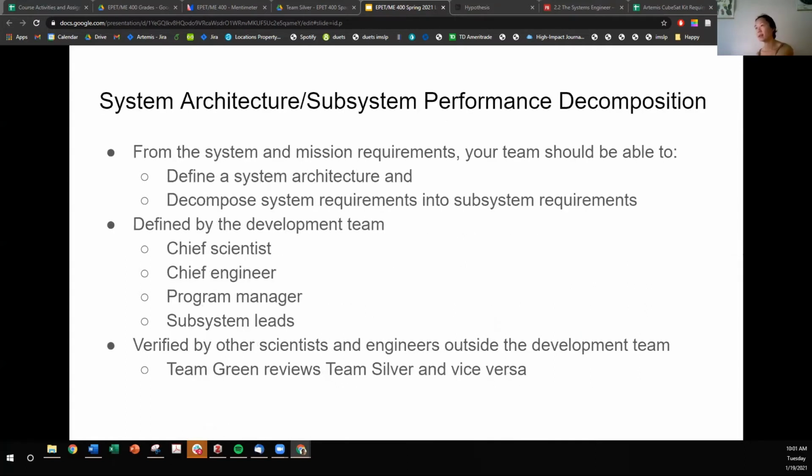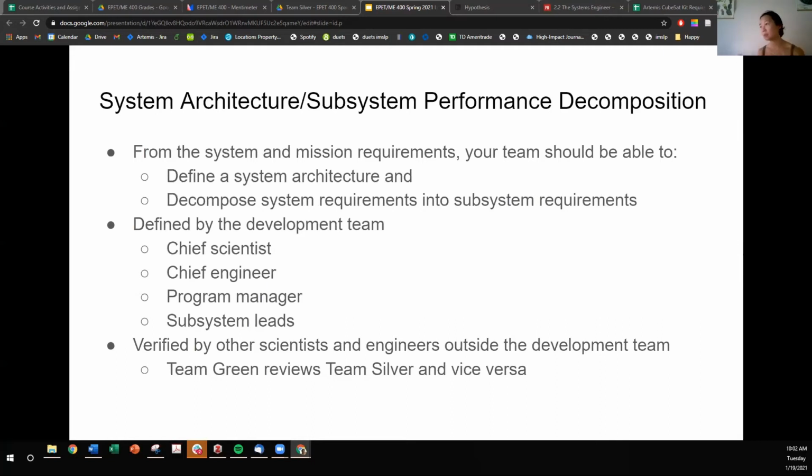Okay, the next phase is the system architecture or subsystem performance decomposition. So we're just talking about system and mission requirements. From those, your team should be able to define a system architecture and decompose the system requirements into subsystem requirements. So you have a system, which is your entire spacecraft. You then can assign functionality or performance into the distinct subsystems.